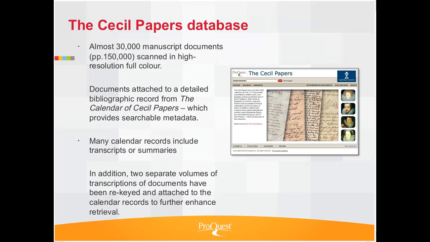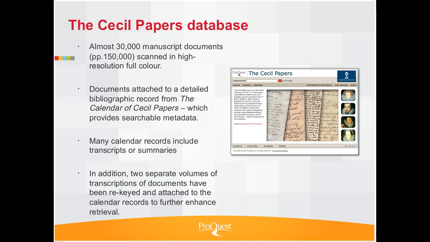This database gives you access to over 150,000 pages scanned in color. To help users retrieve specific documents, bibliographic information, also known as the Cecil calendars, have been added to the images. Remember, as we are looking at handwritten manuscripts, the full text is not searchable. Therefore, the calendars are an essential part of this database. A calendar item contains the title, location, date, and various essential metadata.